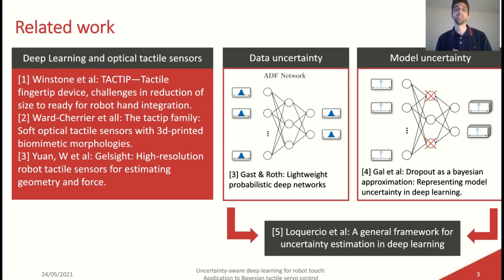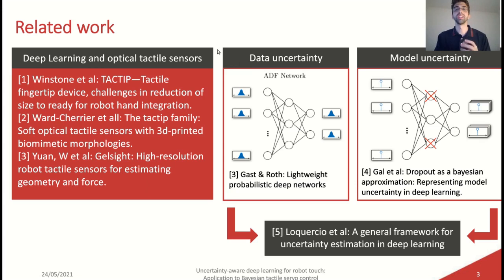About the related work, there is some literature on the use of deep learning with optical tactile sensors, which I will explain later, but I would like to focus on the uncertainty approach, in which we have been using a framework designed by Loquercio et al., called A General Framework for Uncertainty Estimation in Deep Learning. And this one uses two main techniques.